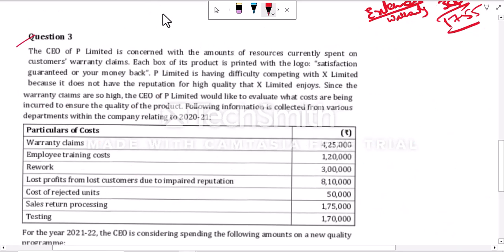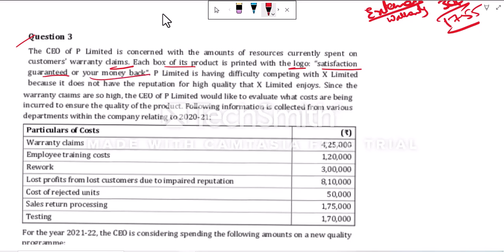Third question. The CEO of P Limited is concerned with the amount of resources currently spent on customers' warranty claims. Each box of his product is printed with the logo "satisfaction guaranteed or your money back." P Limited is having difficulty competing with X Limited because it does not have the reputation for high quality that X Limited enjoys. Since the warranty claims are so high, the CEO of P Limited would like to evaluate what costs are being incurred to ensure the quality of the product.